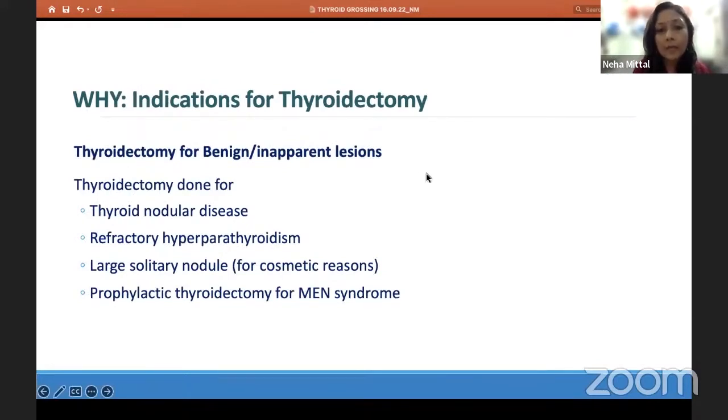So thyroidectomy may be done for benign or inapparent lesions. It may be done for thyroid nodular disease, multinodular goiter, or a genetically determined nodular disease of the thyroid, refractory hyperparathyroidism, large solitary nodule, refractory hyperthyroidism or Graves' disease, large solitary nodule for cosmetic reasons, and a prophylactic thyroidectomy for MEN syndrome.